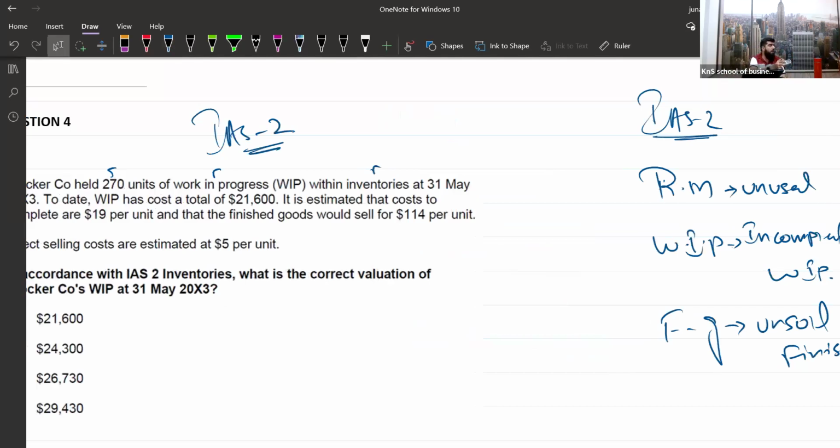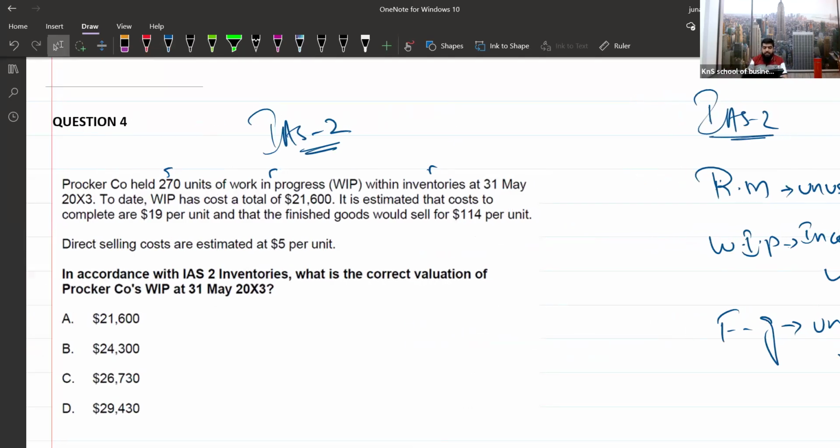Now, what is the question and what is the requirement? Let's try to understand this one. It says that the Procter company held 270 units of WIP, work in progress, within inventories at 31st May 2003, that is at the end of the accounting period. To date, WIP has cost a total of 21,600. That is the cost of WIP. It is estimated that the cost to complete is $19 per unit and that the finished goods would be sold for $114 per unit. The direct selling expense is $5 per unit. It means there is an inventory whose cost is given, along with the estimated selling price and the expenses. Then we have to calculate the correct amount of inventory that should be recorded or valued.